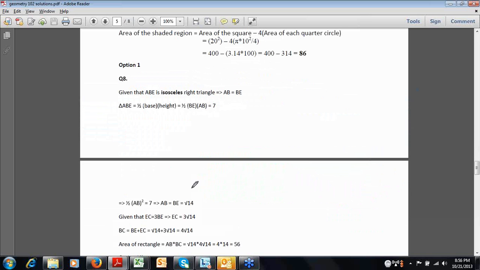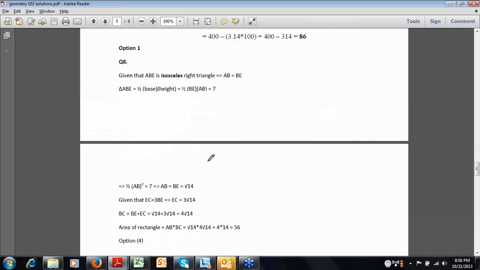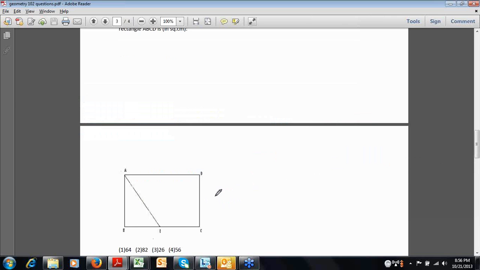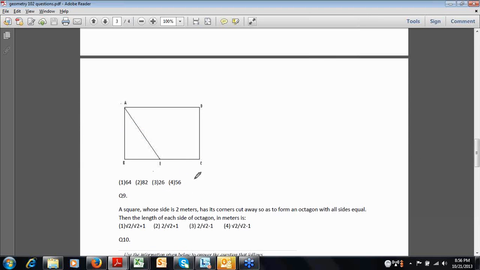So that is 4 into 14, which is 56. 4 into 14 is 56. We have option 4 as 56. So we'll go ahead and mark option 4, 56.